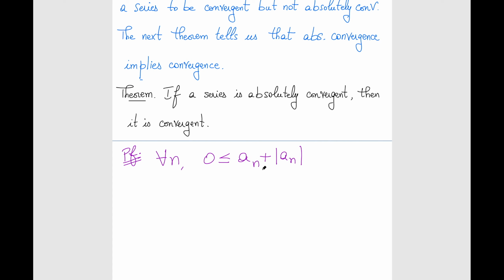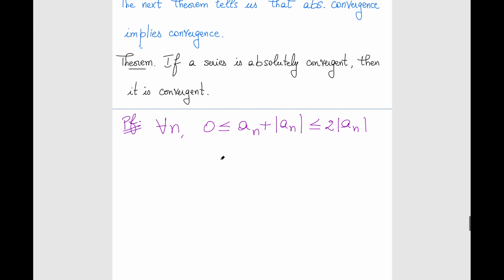So an is less than or equal to its own absolute value, the absolute value of an, and that guy is itself. So this whole sum is less than or equal to absolute value of an plus the absolute value of an, because again, that guy is less than or equal to this, and that guy is itself. So the sum is going to be less than or equal to twice that thing. Make sense?